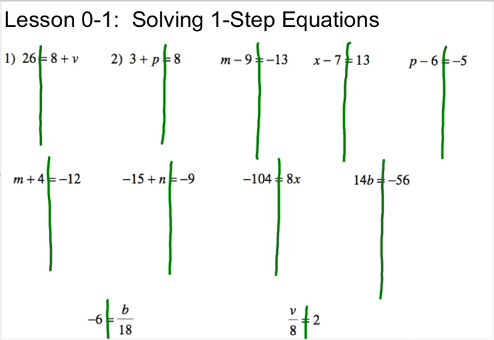So after this step, all your variables will be on one side of the equal sign, all your constants on the other. Here, the number 8, in order to move it over the line, I've got to do the opposite of what it is. Since it is a positive 8, to move it over the line, I have to subtract 8. I did nothing with my v, so I can bring it down. 26 minus 8 is 18. So I have moved.